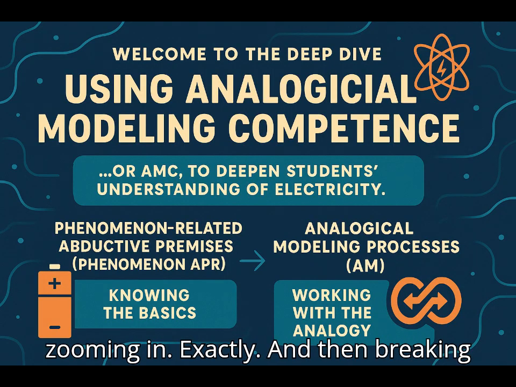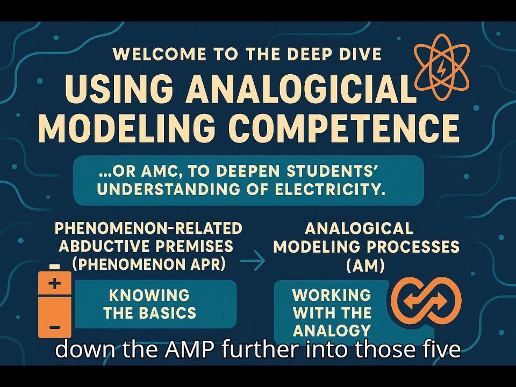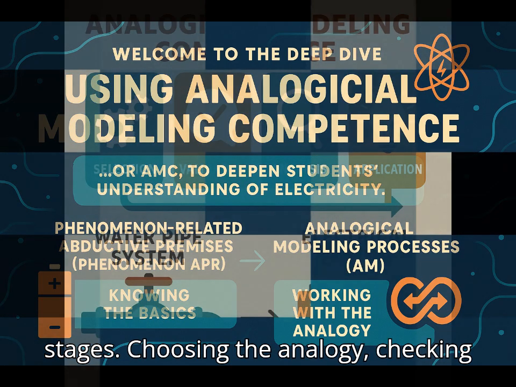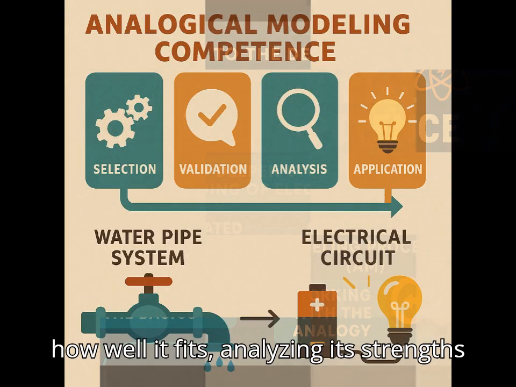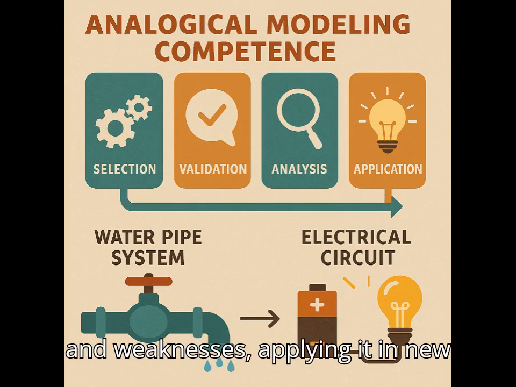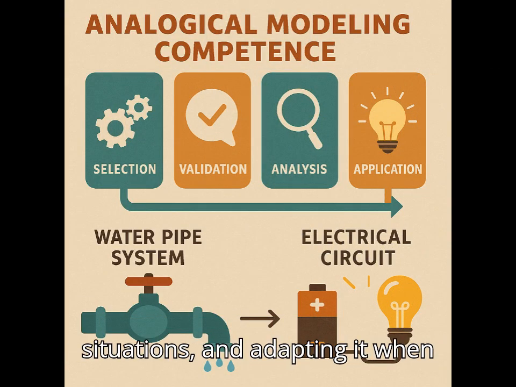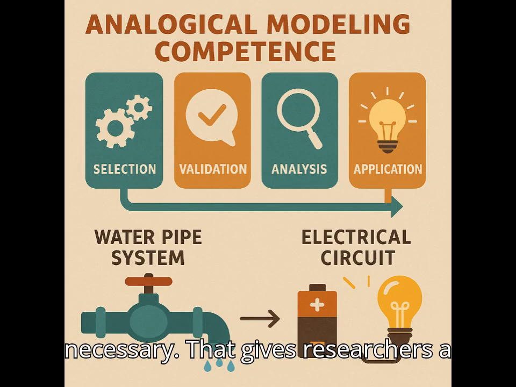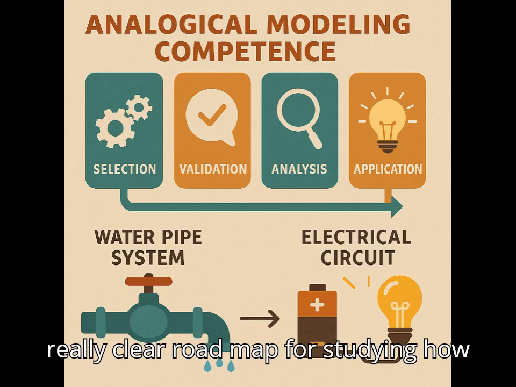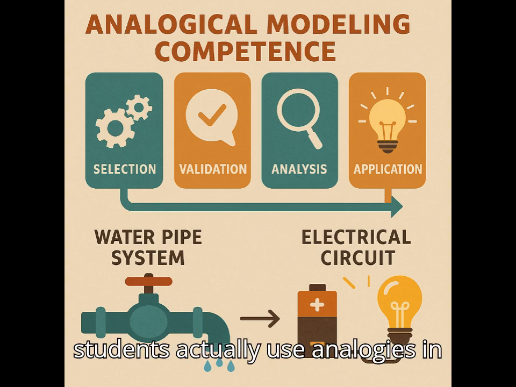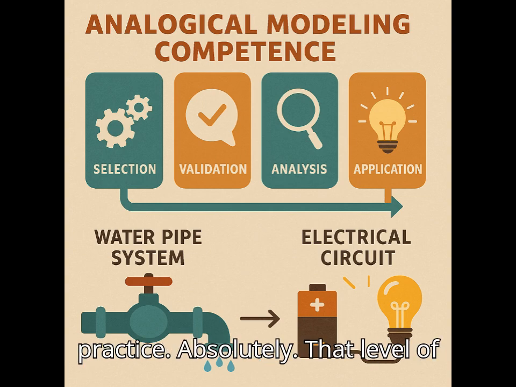Right, it's like they're zooming in. Exactly. And then breaking down the AMP further into those 5 stages, choosing the analogy, checking how well it fits, analyzing its strengths and weaknesses, applying it in new situations, and adapting it when necessary, that gives researchers a really clear roadmap for studying how students actually use analogies in practice.